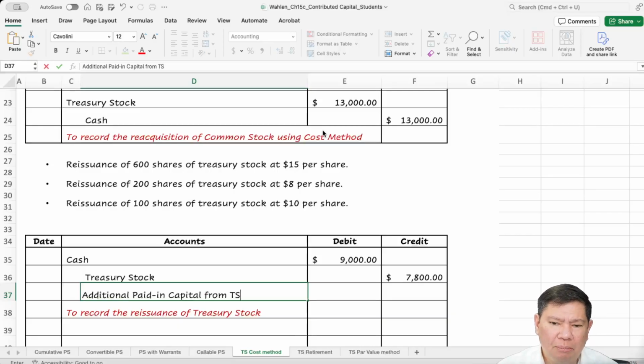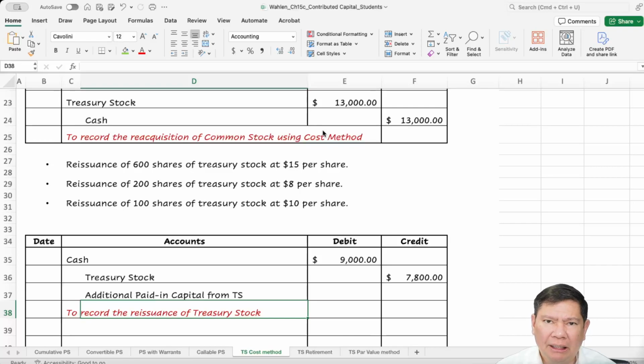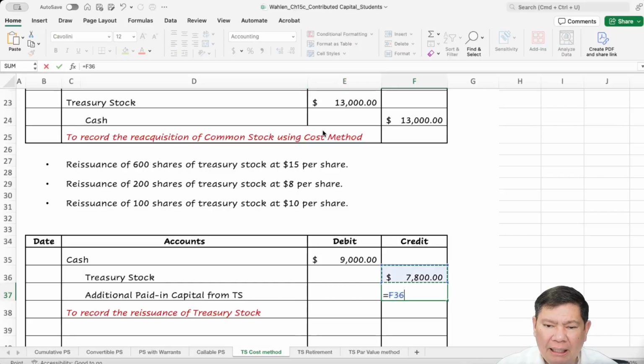We don't call it a profit, although we bought it for $13 and we sold it for $15, because this is a transaction with the equity holders, not a transaction with the customers, so we don't call it a profit. We put it under equity, called additional paid in capital from treasury stock, which is $1,200. So we have that balance.